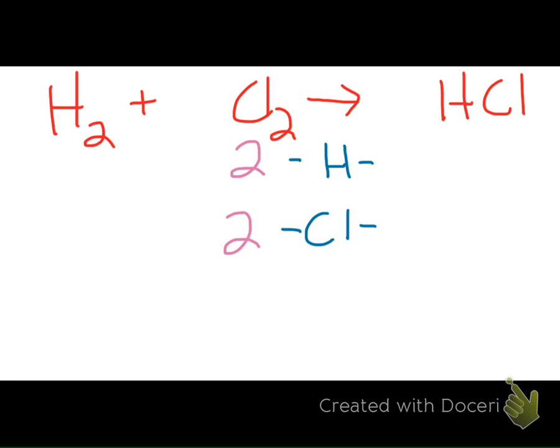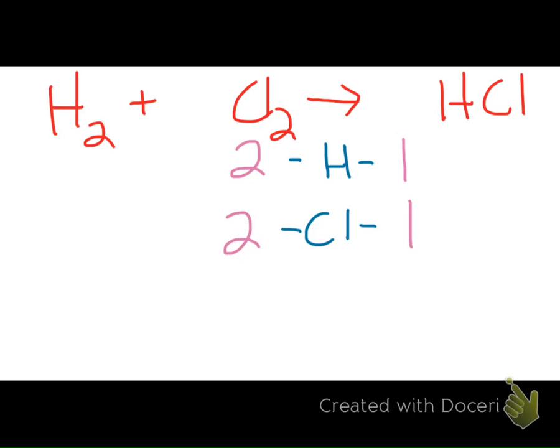How many H's are on the right side? 1. And how many Cl's are on the right side? 1. Can anybody see how this is going to go? Is this going to be really complicated? Nope. Do I put a 2 right here? If I put a 2 right there, how many H's would now be on the left side? There would be 4, and that's not what we want. All right, so what do we got to do?